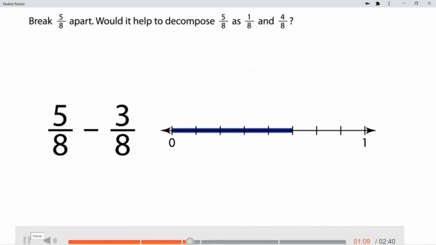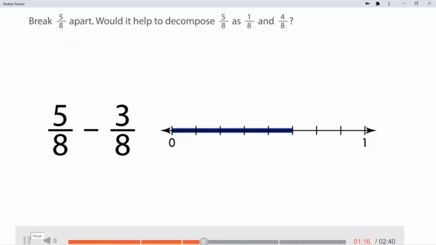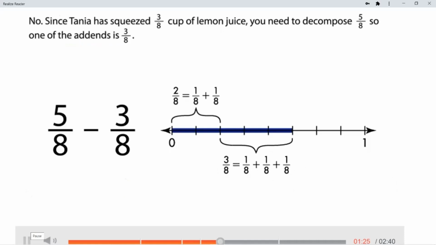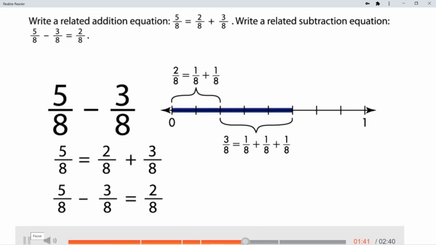Break 5/8 apart. Would it help to decompose 5/8 as 1/8 and 4/8? Select your answer. No. Since Tanya has squeezed 3/8 cup of lemon juice, you need to decompose 5/8 so one of the addends is 3/8. Write a related addition equation: 5/8 equals 2/8 plus 3/8. Write a related subtraction equation: 5/8 minus 3/8 equals 2/8.